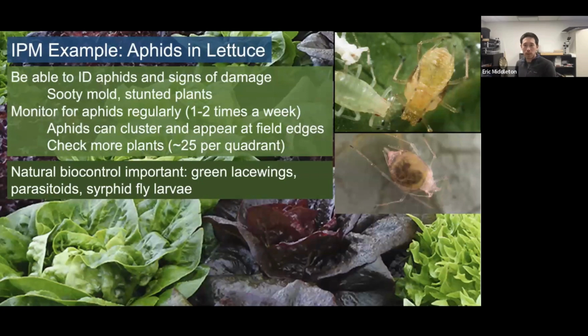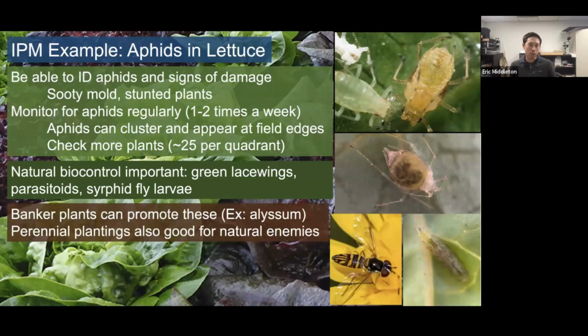Oftentimes, natural biological control can do a good job of keeping some of these different aphid numbers in check. So there's green lacewings, there's parasitoids, there's syrphid fly larvae. This example on the right-hand side is an aphid that has been parasitized, has a little parasite growing inside of it. So it's been killed and will soon grow into a wasp that will fly out and go infest more aphids. This is a really good way of sort of having natural pest control.